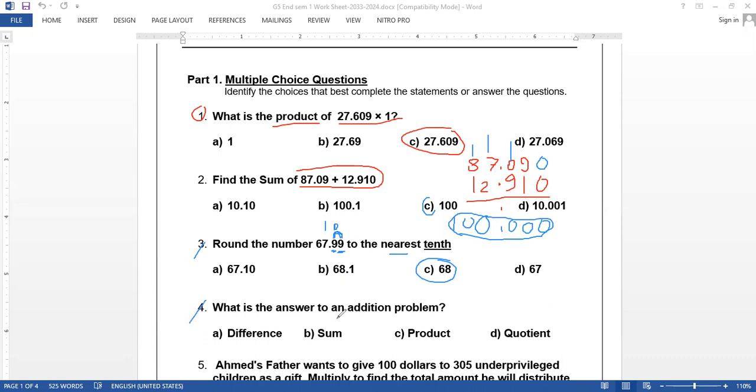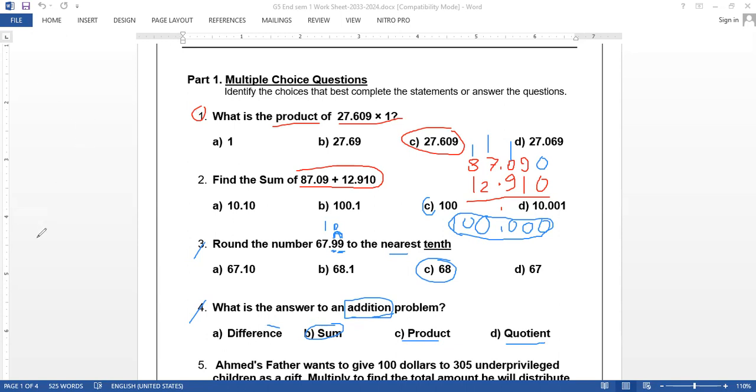What's the answer to the addition problem? The answer of any addition problem, we call it sum. If it's a subtraction problem, we call it difference. If it's multiplication, we call it product. If it's division, we call it quotient.